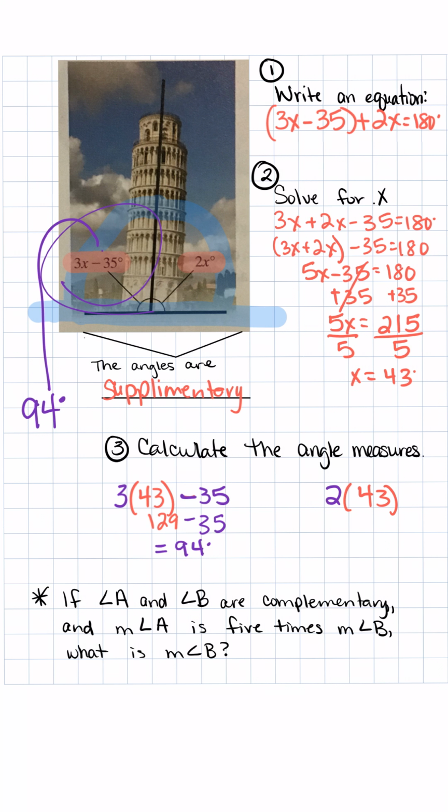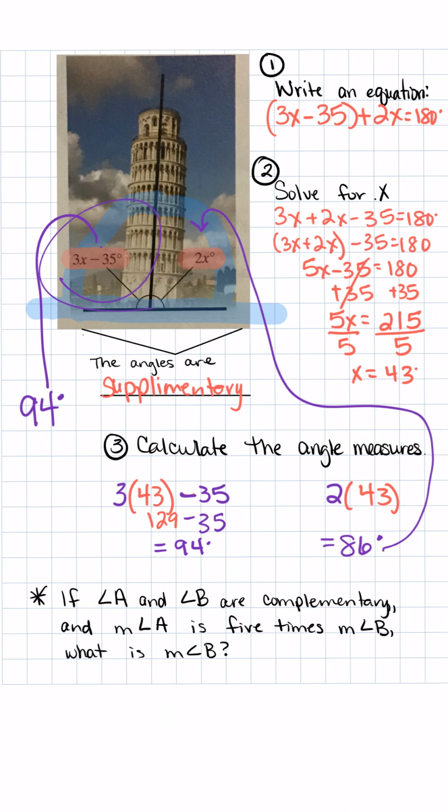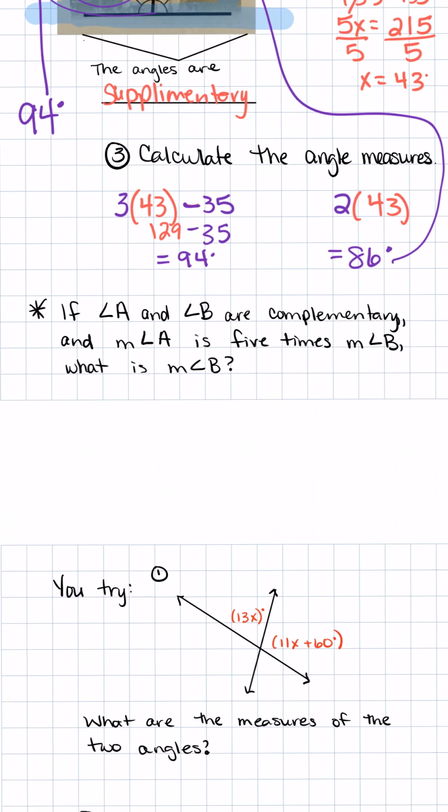And then the second one, if we do 43 times 2, that's going to equal 86 degrees. So that measurement is 86. Okay, so now let's look at this.